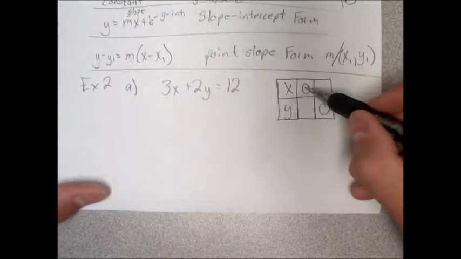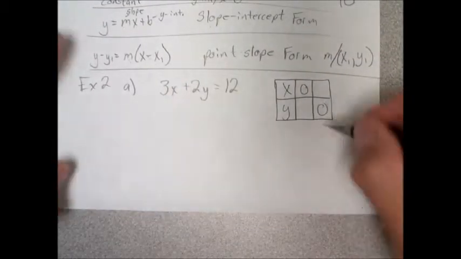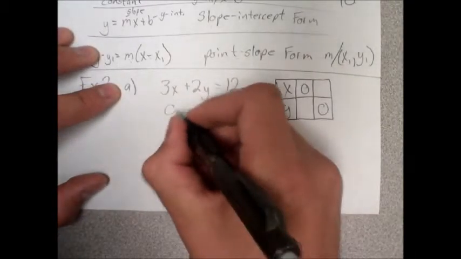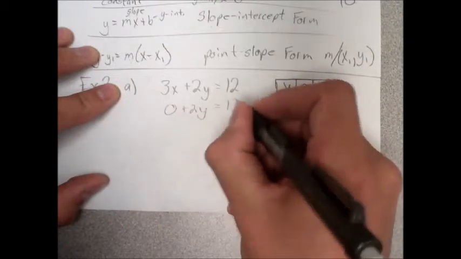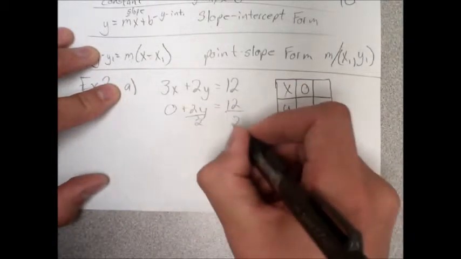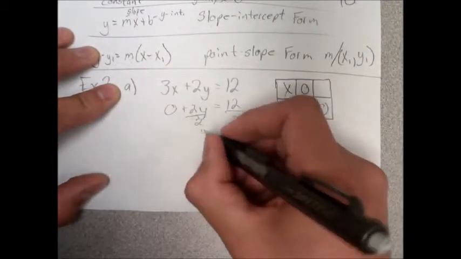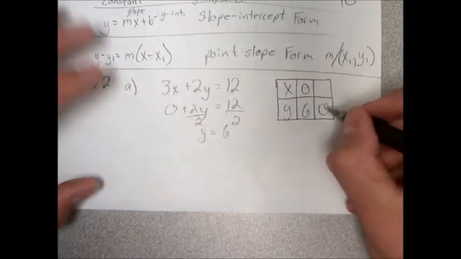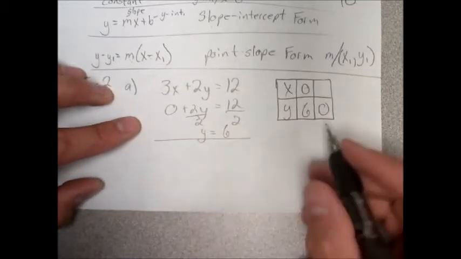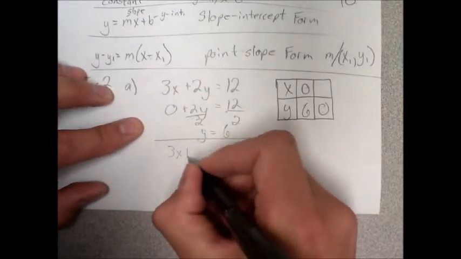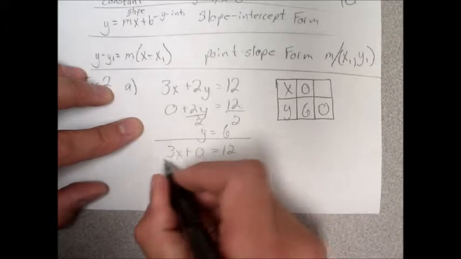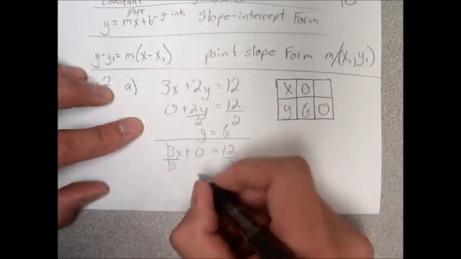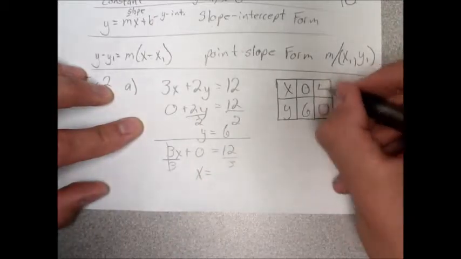So I've given it still a staggered set of zeros. I'm going to let x equal 0. So here 3 times 0 is 0. So 0 plus 2y equals 12. And to finish solving that, I just divide by 2. Y equals what? 6. Good. Next one, I'm going to let y equal 0. I'm left with 3x plus 0 equals 12. And to get that by itself, I just again divide by 3. And I'm left with x equaling 4.